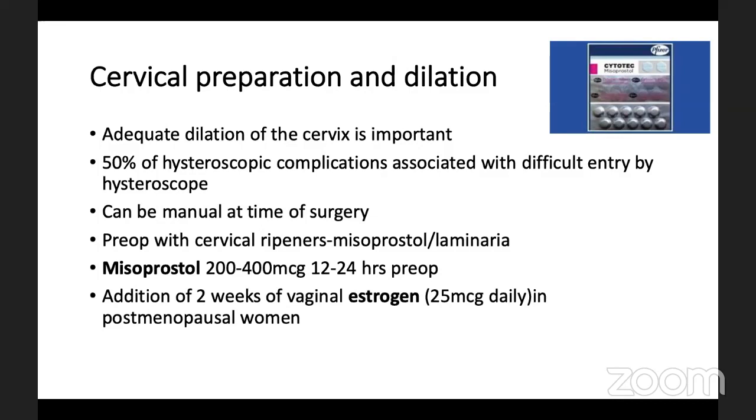I actually forgot to ask Dr. Tim if he's using estrogen routinely for the postmenopausal women also, to try and soften the cervix and make it easier for entry with the rigid scope. Some would add 2 weeks of vaginal estrogen, 25 micrograms daily, just before taking the women for diagnostic hysteroscopy.